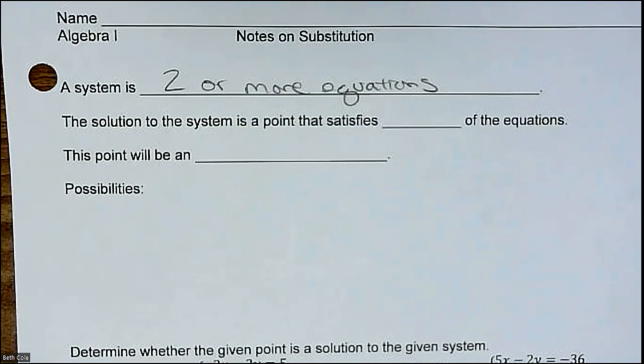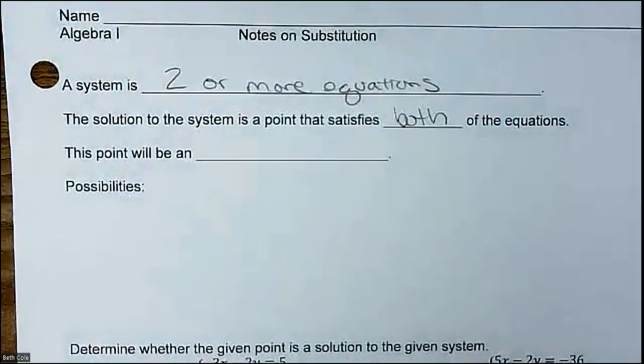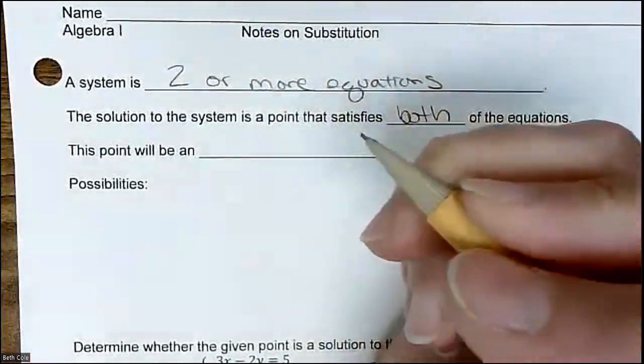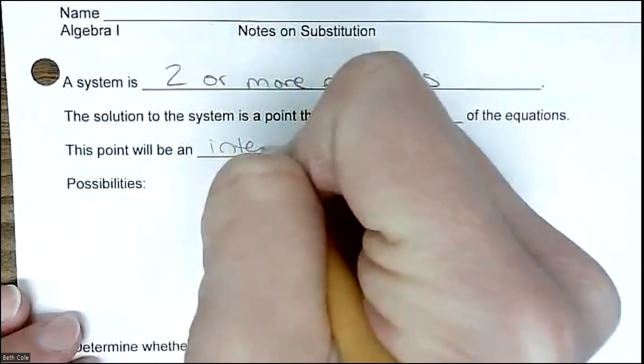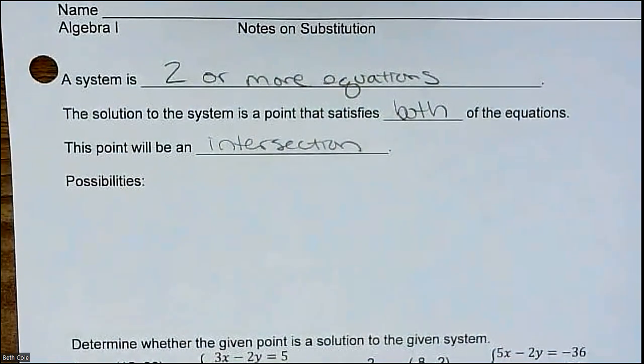All right, the solution, or the answer, the part you're trying to find, satisfies both of them. And so that's going to be the point where they meet up, or the intersection. So when you use a calculator, it's the point where they meet up. You just click on it.